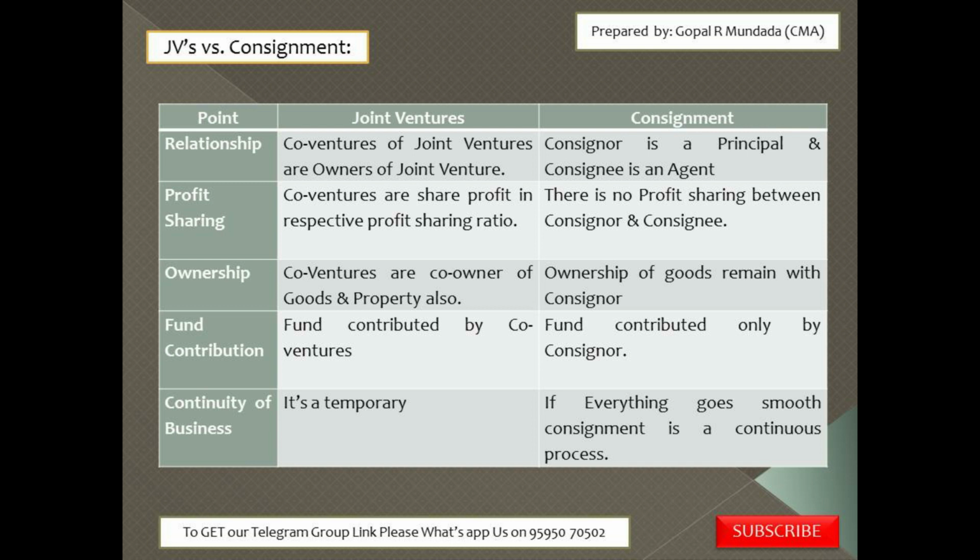So guys, next is ownership. All co-venturers are co-owners of the goods and property held under such joint venture. Next, ownership of the goods remains with the consignor, only possession of the goods is transferred from the consignor to the consignee. Next, fund contribution. So under the joint venture, funds are contributed by all co-venturers, and under the consignment, funds are contributed only by the consignor. So guys, next difference is continuity of the business. A joint venture is temporary and consignment is a continuous process, if the relationship between the consignor, that is the principal, and the agent goes smoothly.